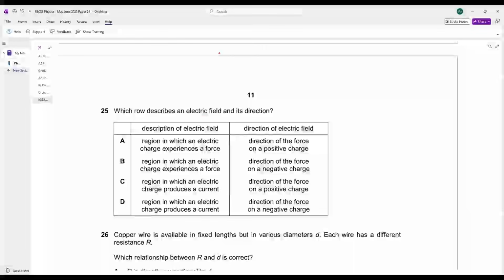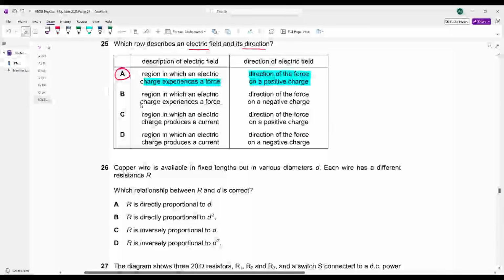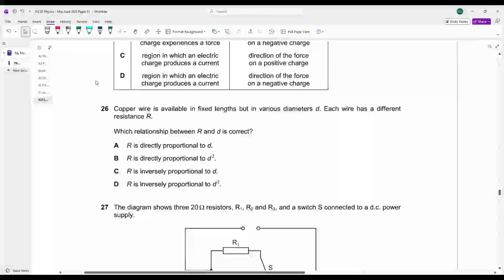Which row describes an electric field and its direction? बेटा electric field की description क्या होती है? A region in which an electric charge experiences a force. Direction of electric field क्या होती है? Direction of force on a positive charge. A is your answer. 26 पे आ जाओ. Copper wire is available in fixed lengths but in various diameters. Each wire has a different resistance. Which relationship between R and D is correct?